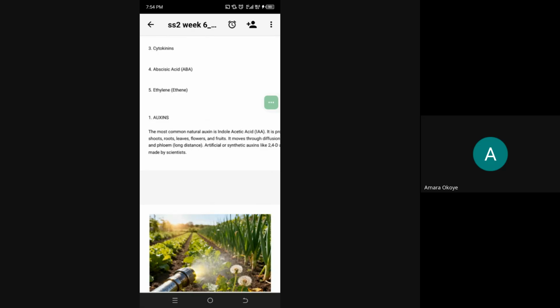So it's not only shoots. You can also find it being produced in roots, leaves, flowers, and fruits. It moves through diffusion at a very short distance and phloem at a long distance. Can you tell me what the function of phloem is?